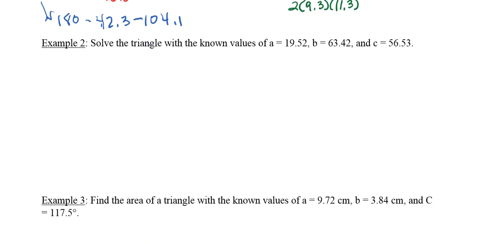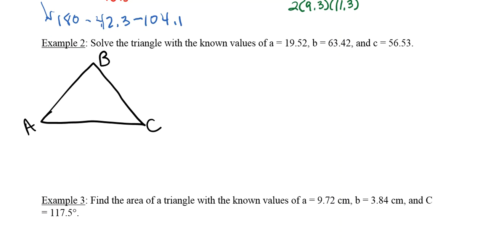This time, instead of given one angle, I'm given no angles. I simply have 3 sides. I don't start it any different. I just draw a generic triangle, and I just label it A, B, and C. We're going to put on what I know. I know side A is 19.52, side B is 63.42, and side C is 56.53.